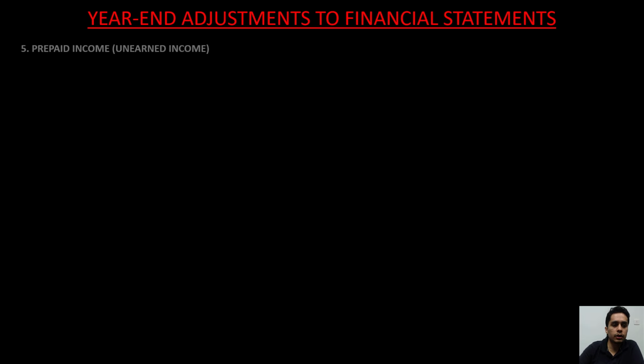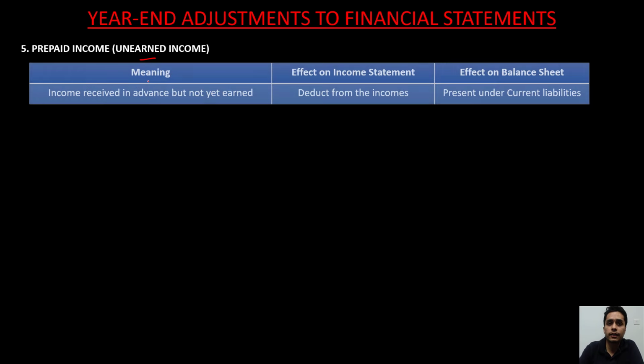The next one is on prepaid income, also known as unearned income. Now what do you mean by unearned income? What do you mean by prepaid income? Income that is not yet due to be received, we should not have received, but we have actually received it in cash. We've received the income in advance. Now, since we've received the income in advance, this amount is already inside the trial balance. It's included in the income, but it should not be included in the income statement because it does not belong to the current year, and hence we will have to deduct it from the income.